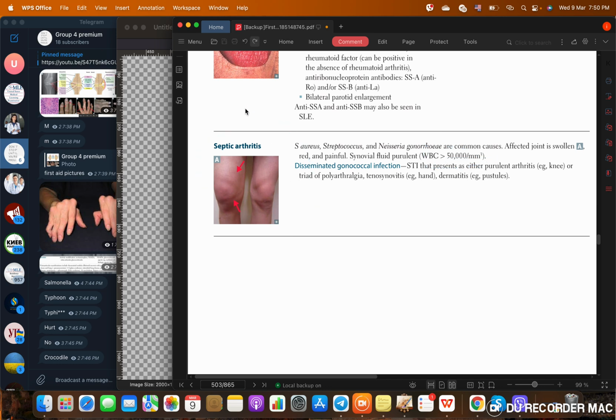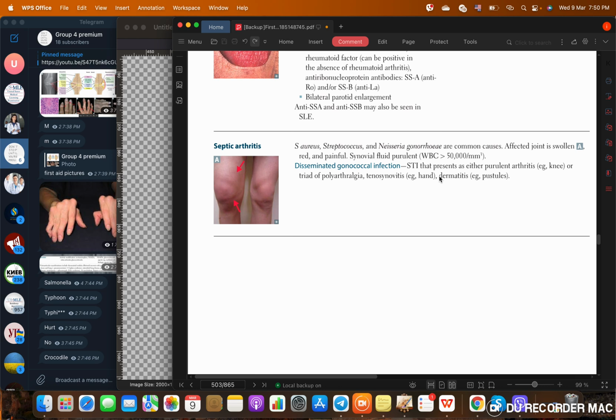Septic arthritis is the only disease, I repeat, septic arthritis is the only disease that will have white blood cells in the joint tap that will be more than 50,000. If you see more than 50,000, it's septic arthritis. End of the story.